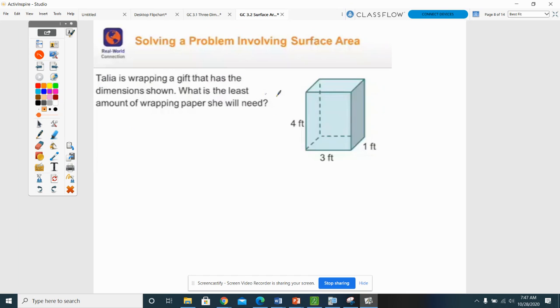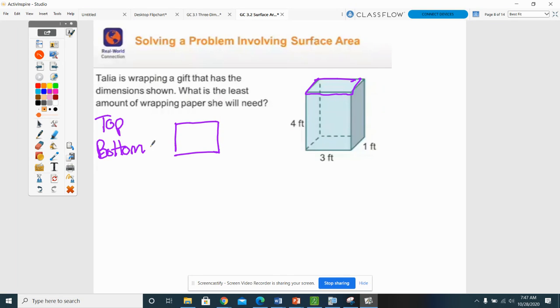Let's try Talia wrapping the gift, okay? You can make a net if you want, but this time let's try to do it in the rectangle way. You know, the top and bottom are the same. So let's go ahead and draw the top and bottom. It's kind of a smaller looking rectangle. It almost looks like a parallelogram, but you know that's just the 3D look.